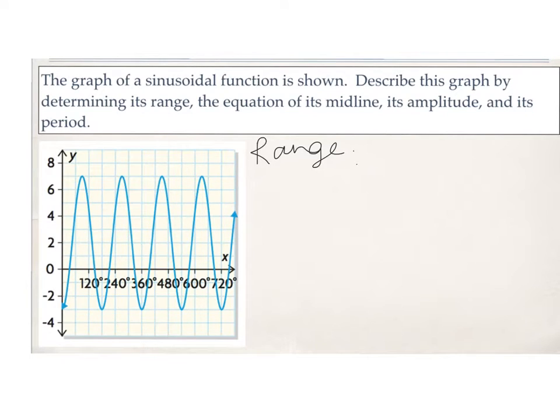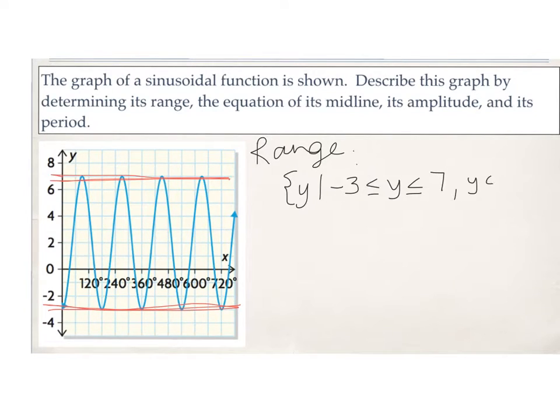There's the interval notation and the set notation, and they're both fine. If you're using set notation, you put your curly bracket, you put y such that, the whole thing that you've been doing all semester. And you put the minimum value first. The minimum value of this graph is down here. It's -3. So I put -3, then less than or equal to y, less than or equal to, and then I put the maximum value, which in this case is 7.